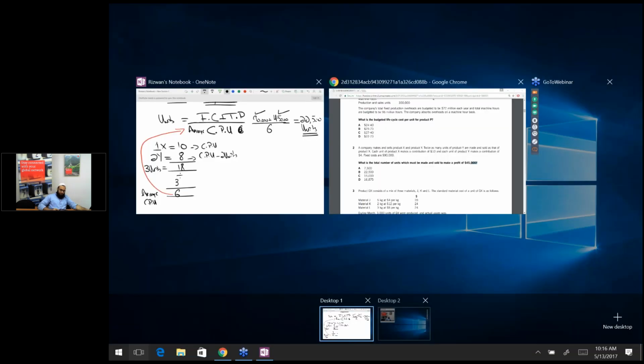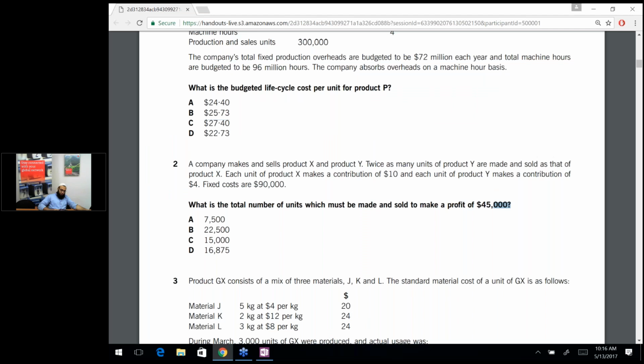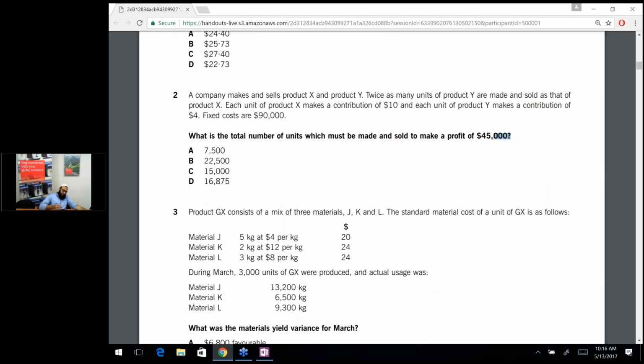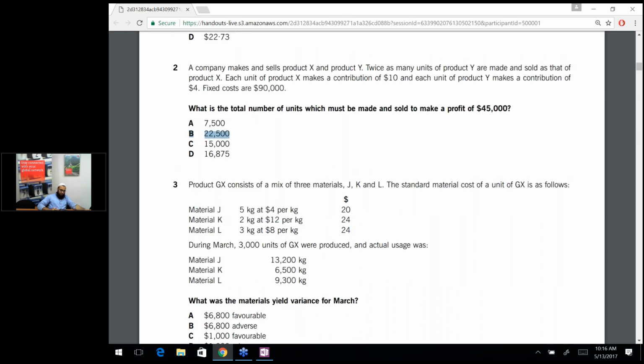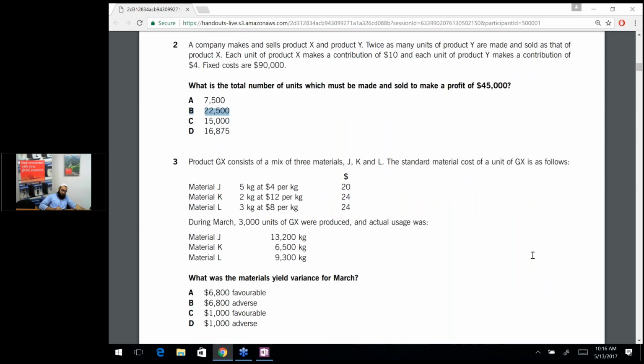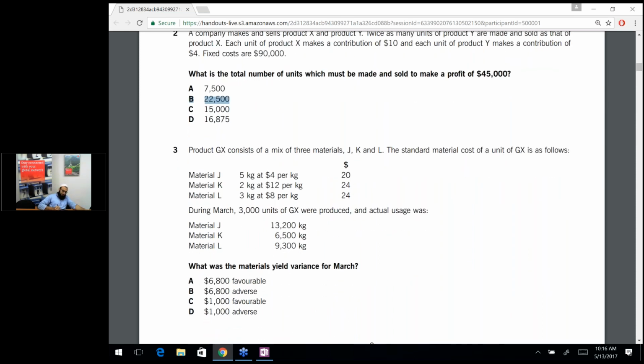The answer was B here. Next comes the question of material yield variance. Today I'll be telling you a shortcut, because it's MCQs, so you can work it out through a shortcut.